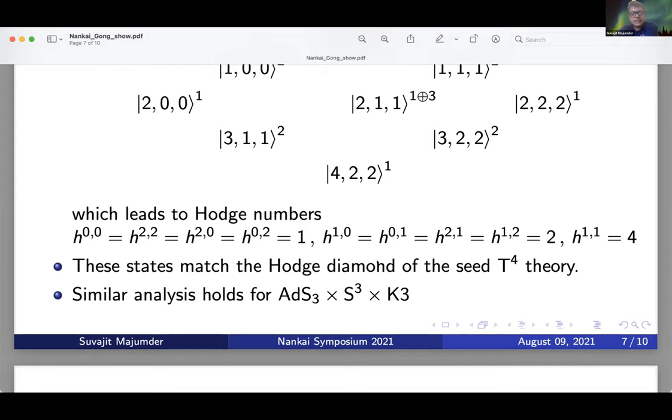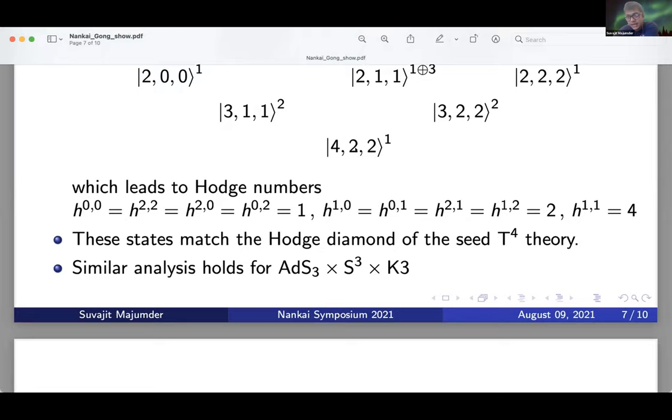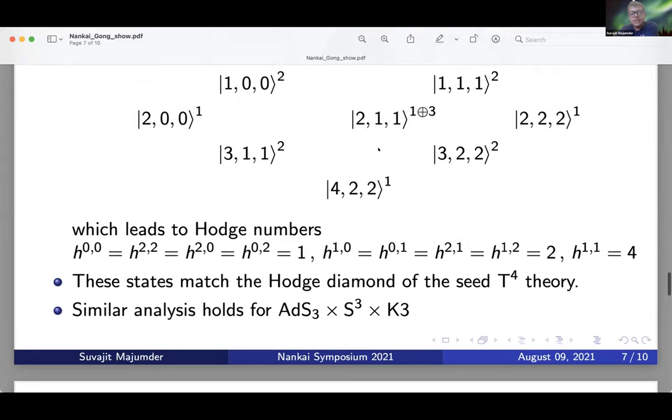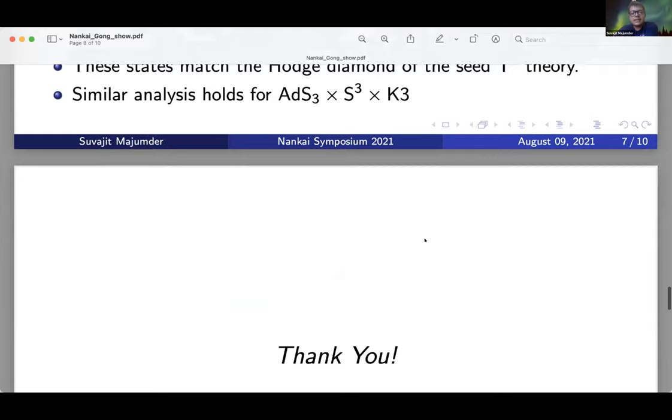And also, this integrability setup can be extended to RB folds. And once one does that, one gets similar Hodge diamonds for K3. And that's it. So, yeah.